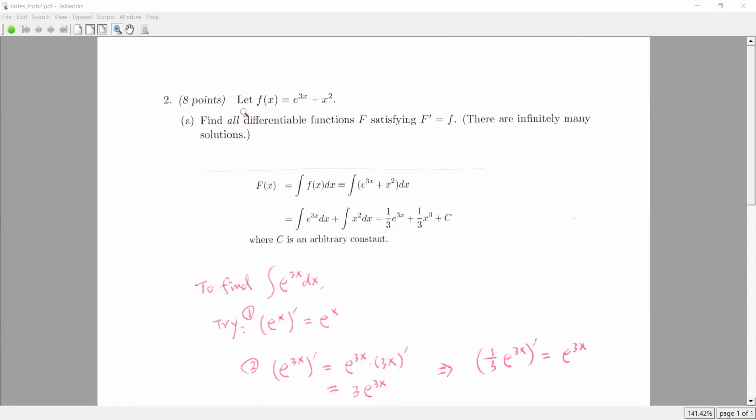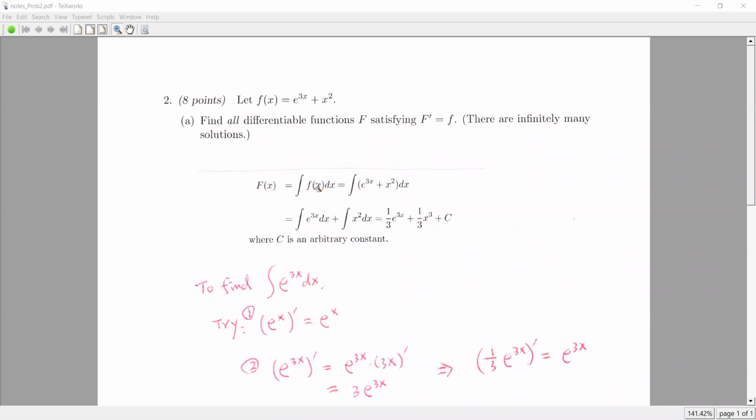Problem 2. Let function f be this function. Part A. Find all differentiable functions, capital F, satisfying the derivative of capital F is f. There are infinitely many solutions. Part A asks for the most general antiderivative of this function. That is, asks for the indefinite integral of this function.